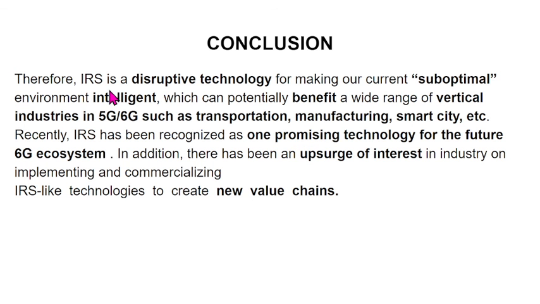Conclusion. Therefore, IRS is a disruptive technology for making our current suboptimal environment intelligent, which can potentially benefit a wide range of vertical industries in 5G and 6G, such as transportation, manufacturing, smart city, etc. Recently, IRS has been recognized as one of the promising technologies for the future 6G ecosystem. In addition, there has been an upsurge of interest in industry on implementing and commercializing IRS-like technology to create new value chains.